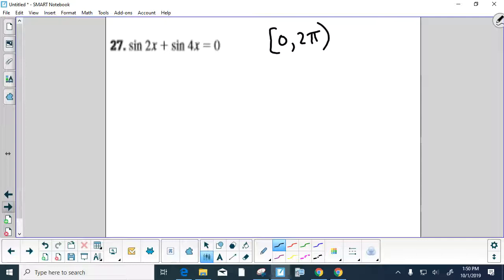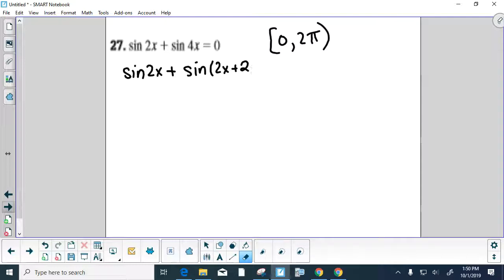Yep. So this is going to be sine 2x plus sine of 2x plus x. Am I right? No. That's a long day for me too. You agree with that? Now I'm going to leave this because I just want to see what happens here.